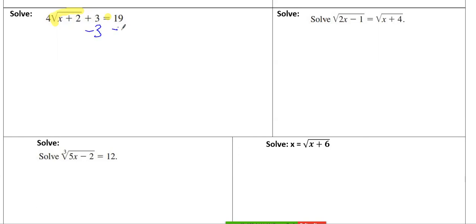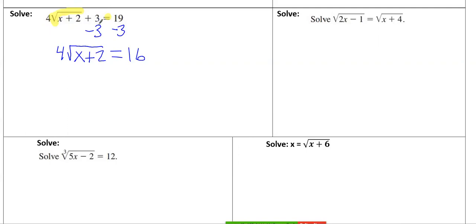If I subtract 3 from both sides, I get 4 times the radical x plus 2 is equal to 16. If I divided both sides by 4 first, I would have had to divide the entire expression by 4. I would have gotten 3/4.